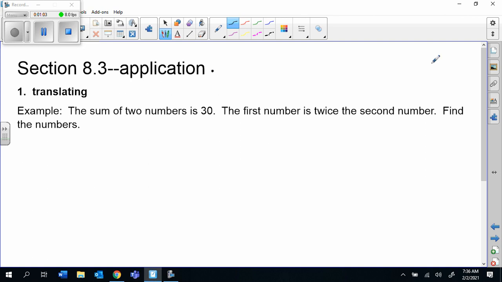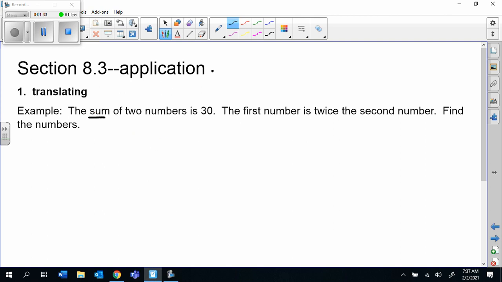All right, so our first type is just translating. And so we looked at this in chapter 1, 5 is less than x, or things like that, twice a number, take away 9, things of that nature. So here we need to have two equations and two unknowns. X and Y are kind of the go-to letters, but no reason that you have to be stuck with those, so choose what you want.